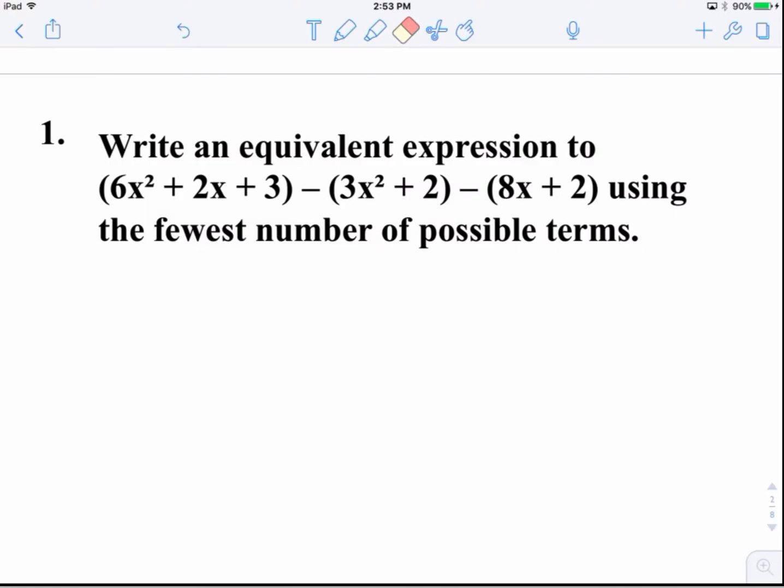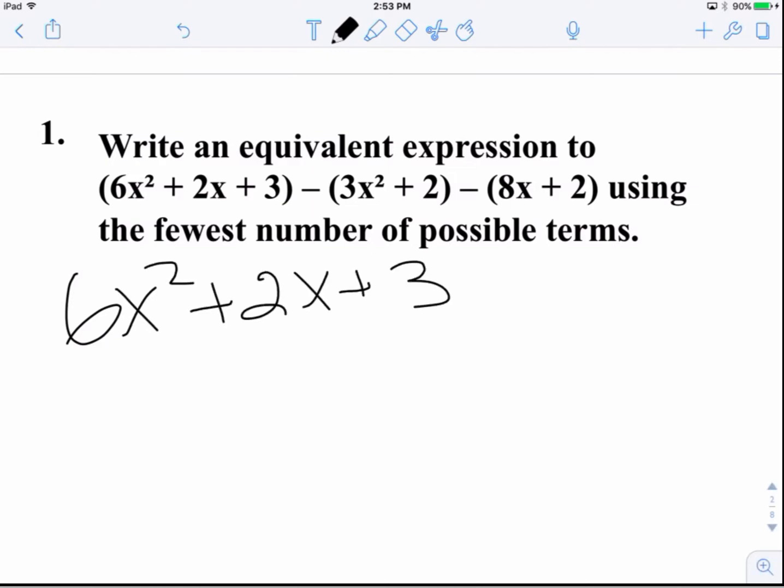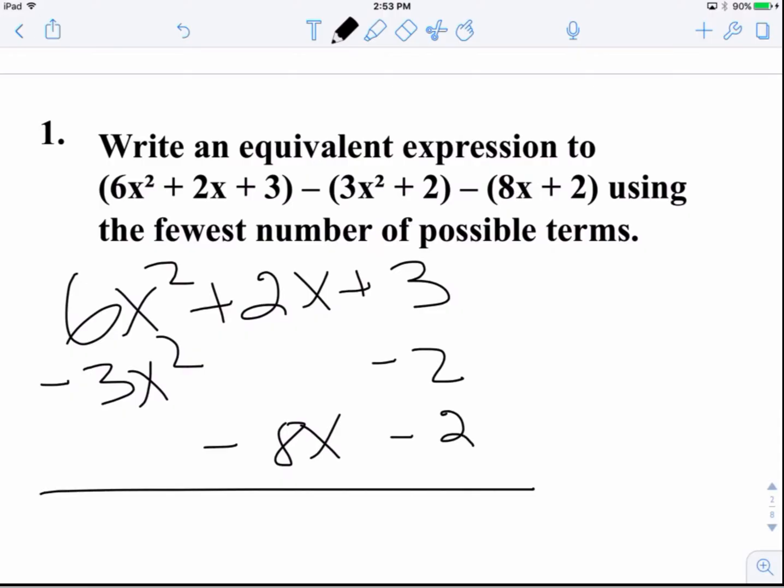So rewrite this as our 6x squared plus 2x plus 3, and then line up the like terms. So we have a negative 3x squared minus 2 and negative ax minus 2. And then combine like terms. So we have a 3x squared minus 6x minus 1.